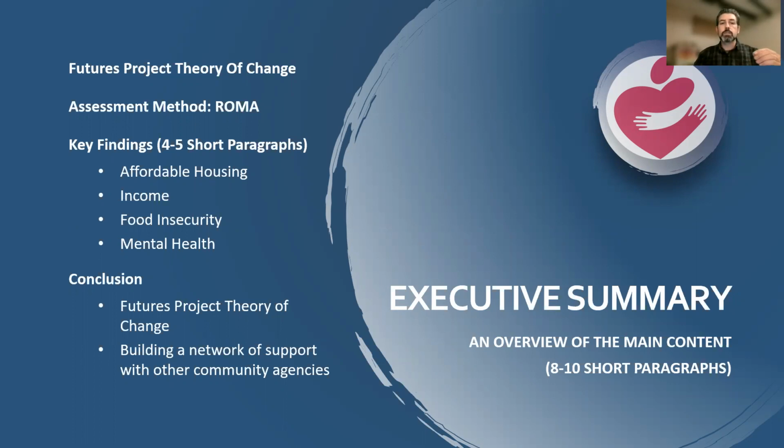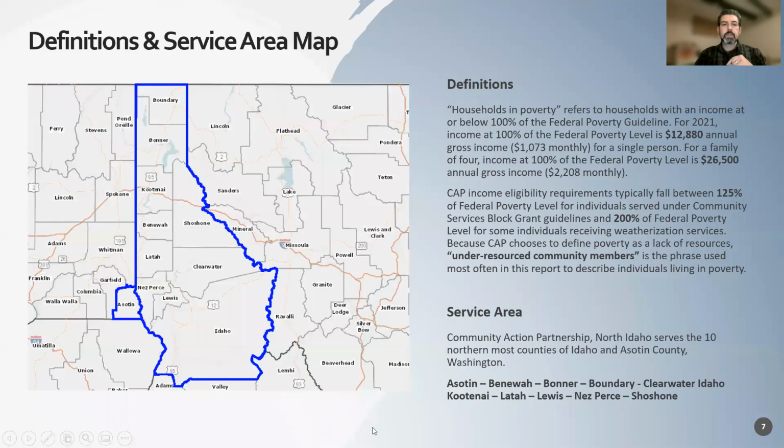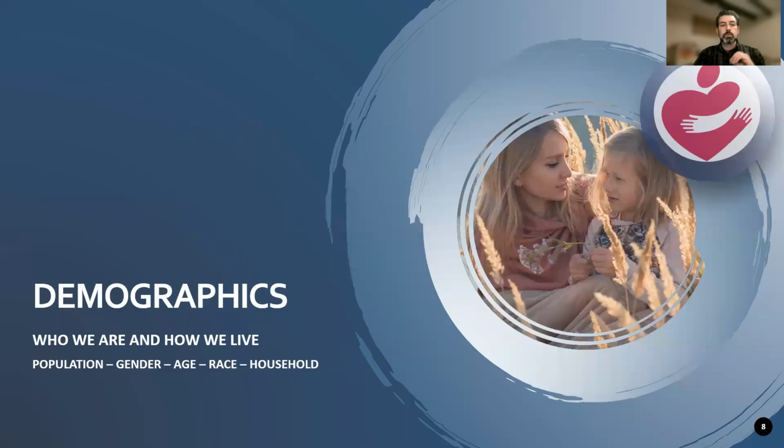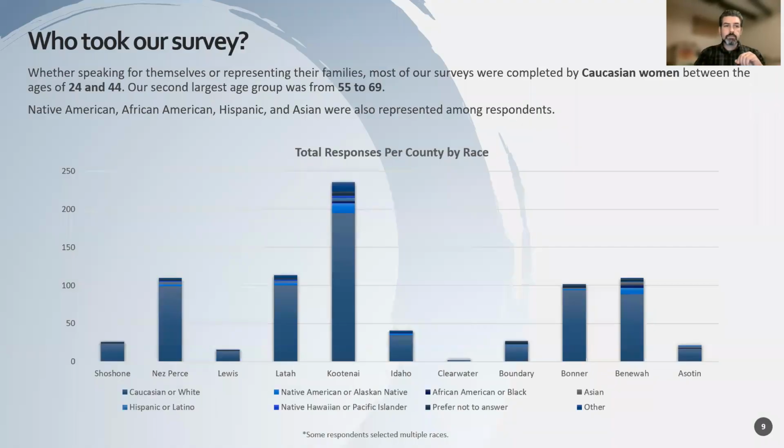We'll discuss how we approached our survey through the Roma assessment method. And then we will have our key findings, which here we'll cover in 4 to 5 short paragraphs. And then we'll come up with our conclusion, discussing Futures Project theory of change and how we want to build a network of support with other community agencies. So here's our area map, our definitions, and our service area. And then we'll move on right into demographics, who we are and how we live.